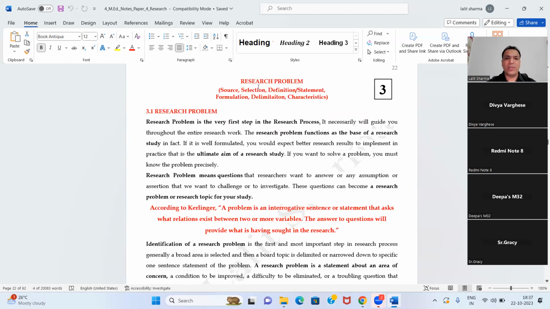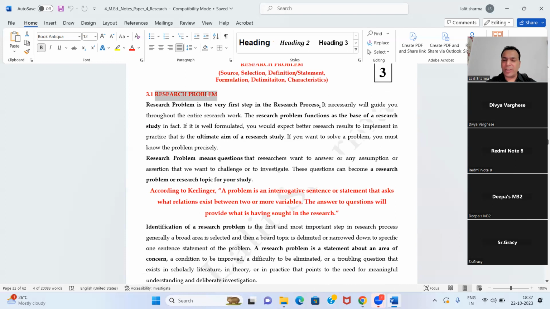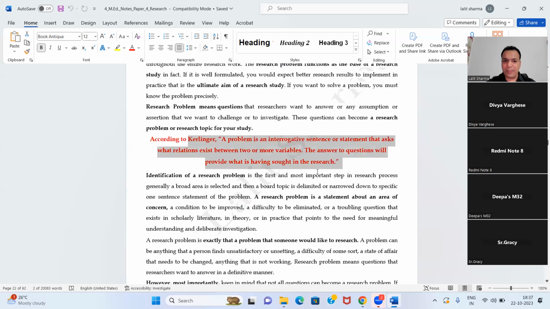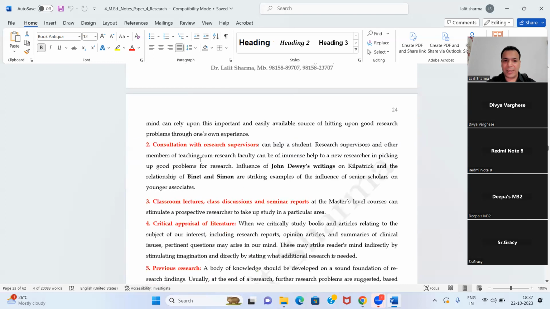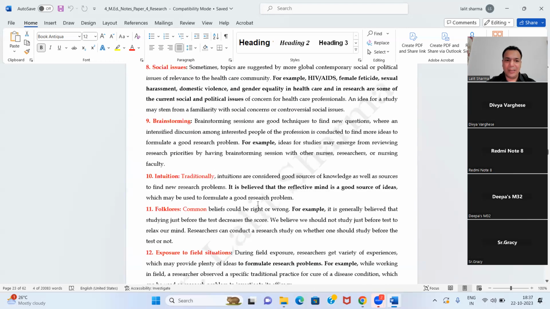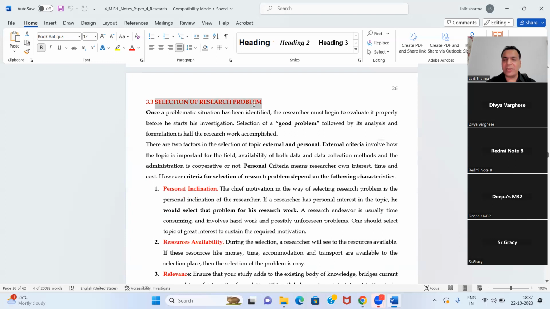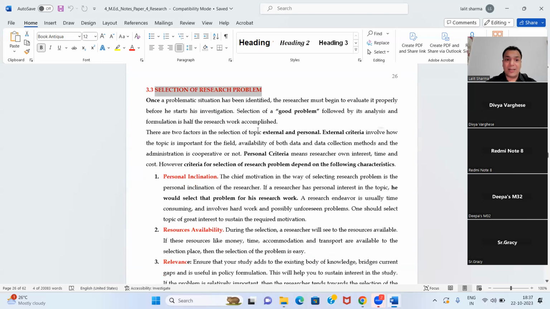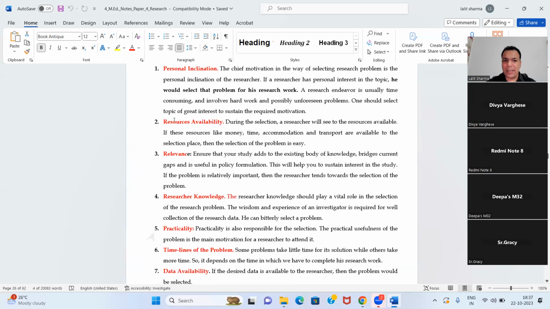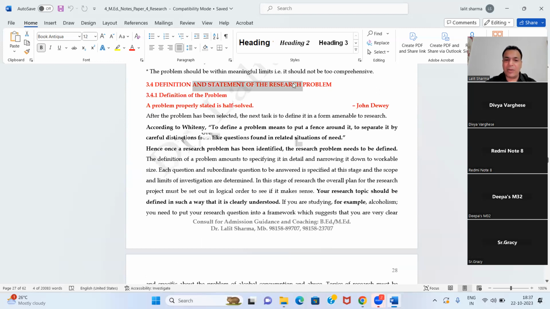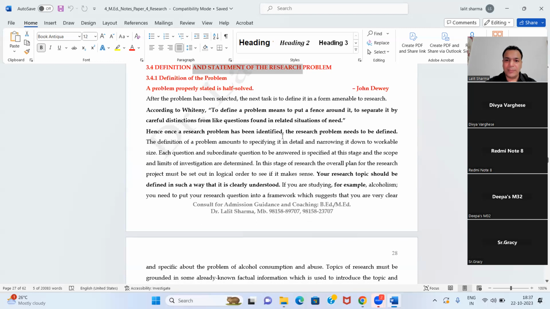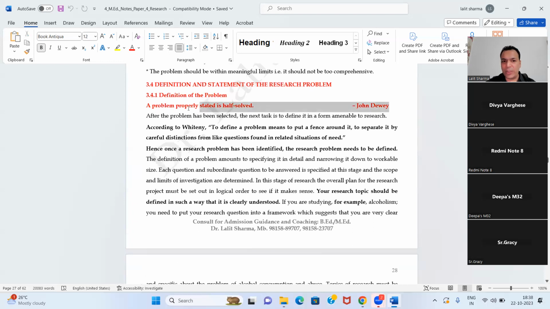This is today's notes: research problem. Today we talk about the research problem, Kerlinger's definitions. What are the sources of research problem? ये सारे sources हैं, so you have to define them. Selection of research problem: whenever you have to select the research problem, these points come in: personal inclination, resource availability, relevance, practicality. Then defining the statement of the research problem. See how well John Dewey has said: a problem properly stated is half solved.